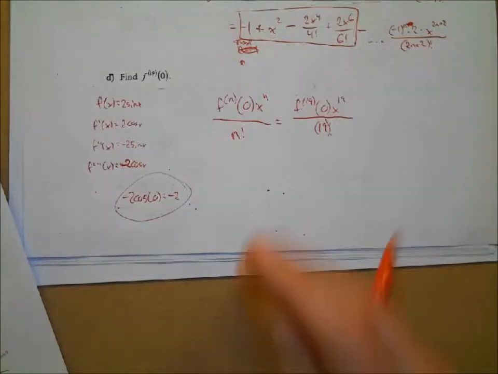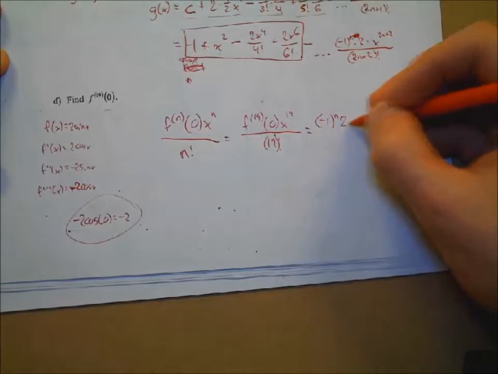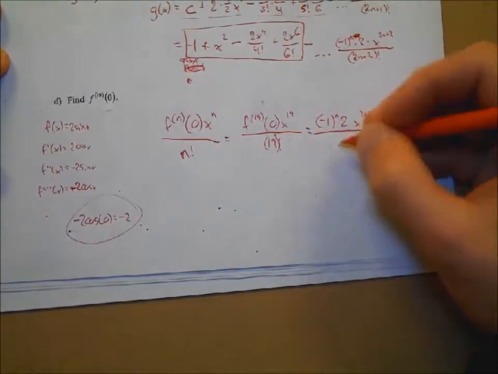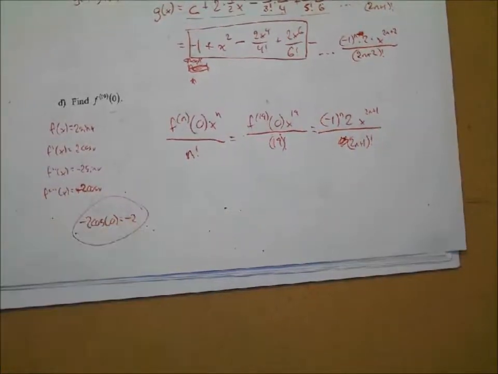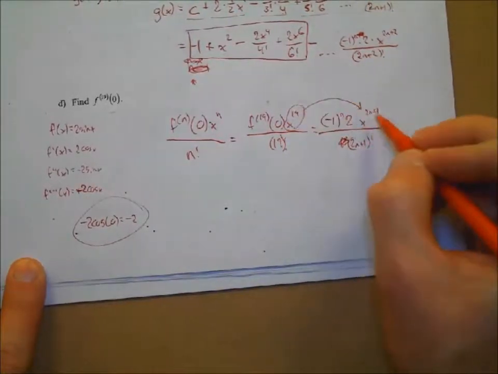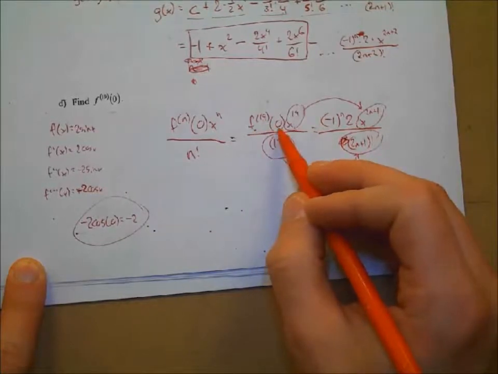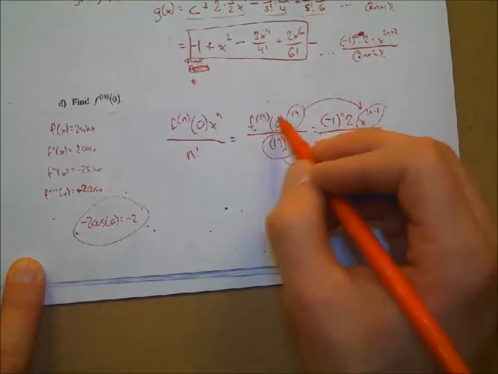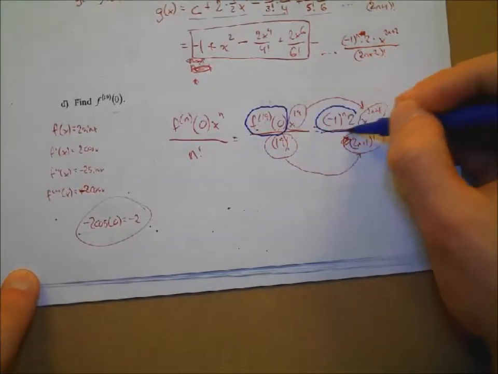But we know that the general term for f, which we were told up here, matches that, and so we have negative 1 to the n times 2 x to the 2n plus 1 all over 2n plus 1 factorial. So this x to the 19 has to match with this x to the 2n plus 1. The 19 factorial will match to this piece right here. And then what is the 19th derivative of f at 0 going to match to? The only thing that's left, and I'll put this in a different color to highlight it, is negative 1 to the n times 2.